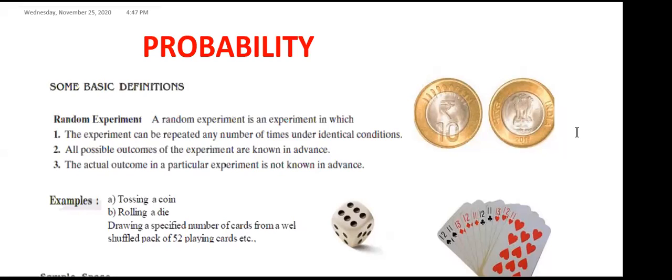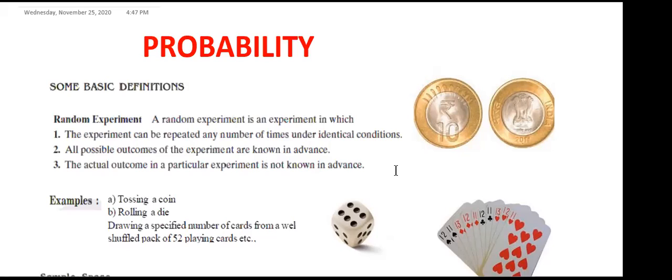Okay, so I am going to discuss the basic definitions in probability. First, random experiment. What is a random experiment? A random experiment is an experiment which can be repeated any number of times under identical conditions. All possible outcomes of the experiment are known in advance. The actual outcome in a particular experiment is not known in advance. It is called a random experiment.